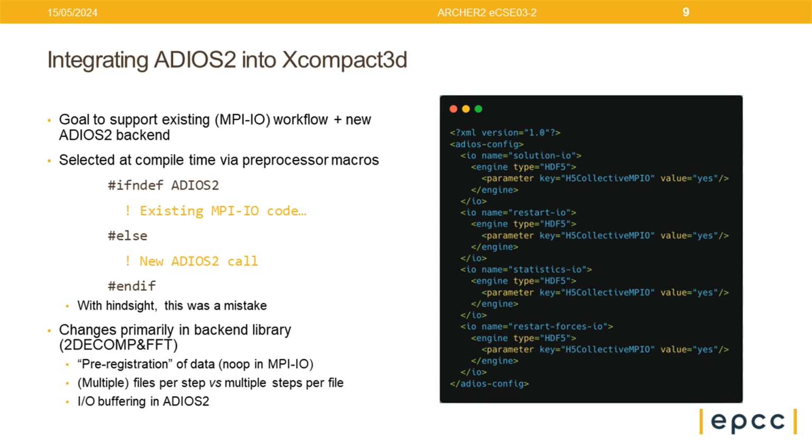And on the right here, you can see how you can configure the I/O at runtime. You have these various handles to different engine objects, and basically declare what format you want. So for example, here I've used HDF5, and you can configure some options within the HDF5 library on this.